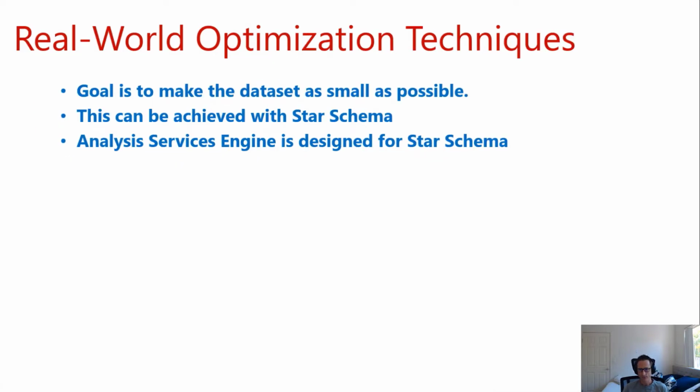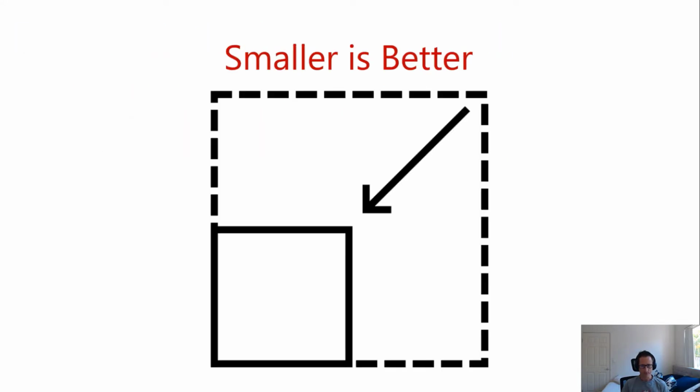Moving on, the goal is to make the data set as small as possible. This can be achieved with the star schema, and also the Analysis Services engine is actually designed to do this for you. So I'll go into details on what I mean by the star schema and the Analysis Services engine, and how it actually goes about putting these all together for you. So smaller is always better when it comes to designing models. The smaller we can make it, the less memory it consumes. The less memory it consumes, the quicker it can compute.